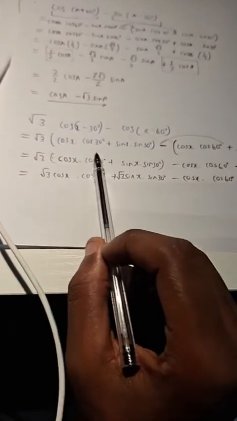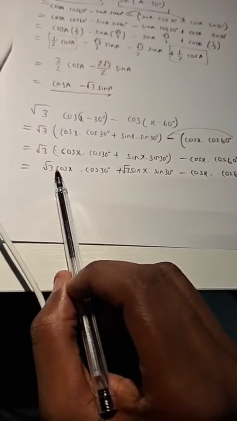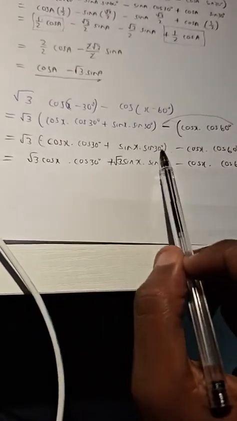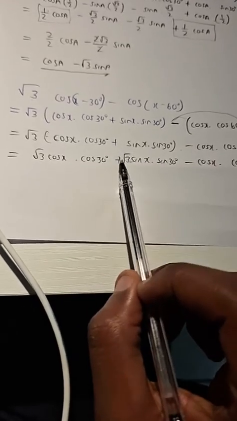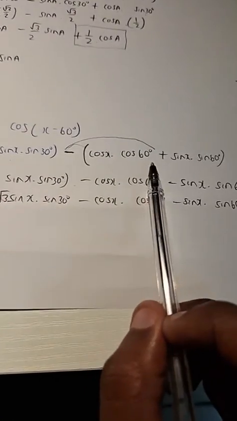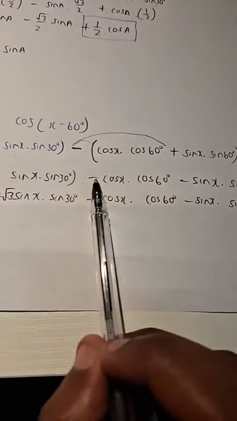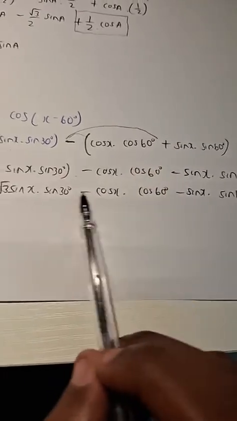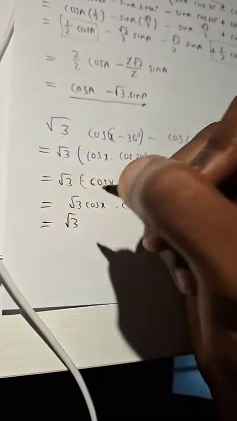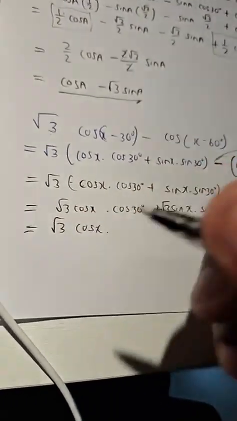The root 3 I distribute for this term, it becomes root 3 cos x times cos 30. Then I distribute the root 3 for this term. This becomes positive root 3 sine x sine 30. The minus I've already distributed for this bracket. This positive changes to negative, so you can see that. Now, there are special angles that need to be attended to. So I'm going to attend to those special angles.